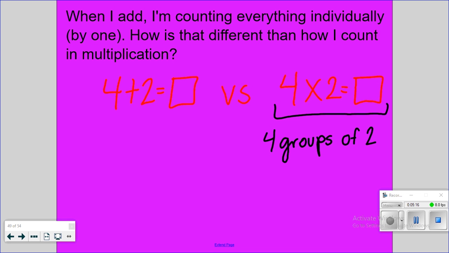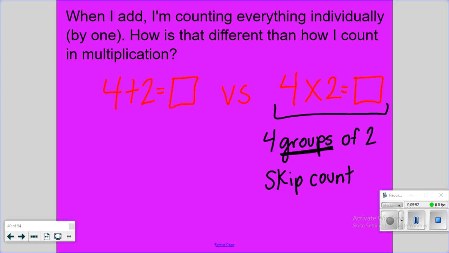When I count four groups of two, how would I do it? Kevin? I'm probably going to skip count, and the reason why I'm going to skip count is because I'm counting groups. That's different than what I'm adding.